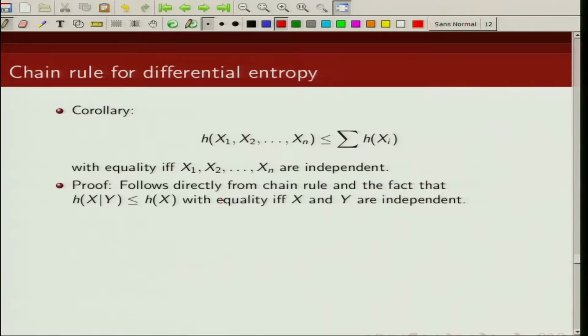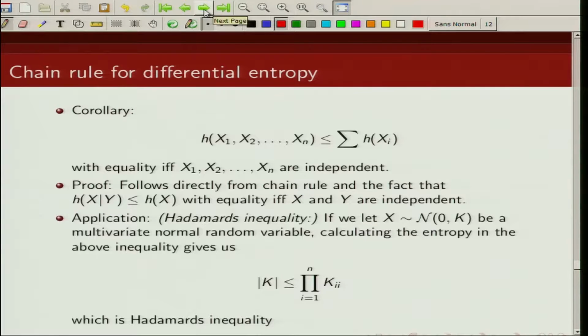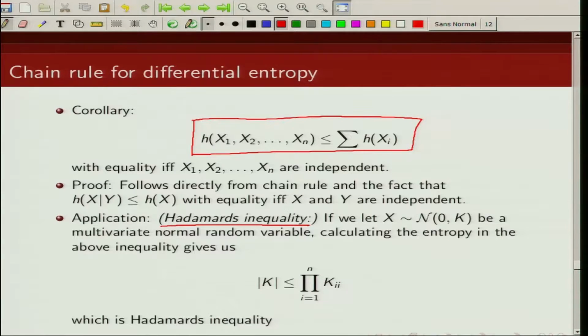So I have already given the proof. This follows from the chain rule and the fact that conditioning cannot increase entropy. Only when x and y are independent is this equal. Now we can make use of this result to prove what is known as Hadamard's inequality. So if we consider a multivariate random variable with 0 mean and covariance matrix given by k.